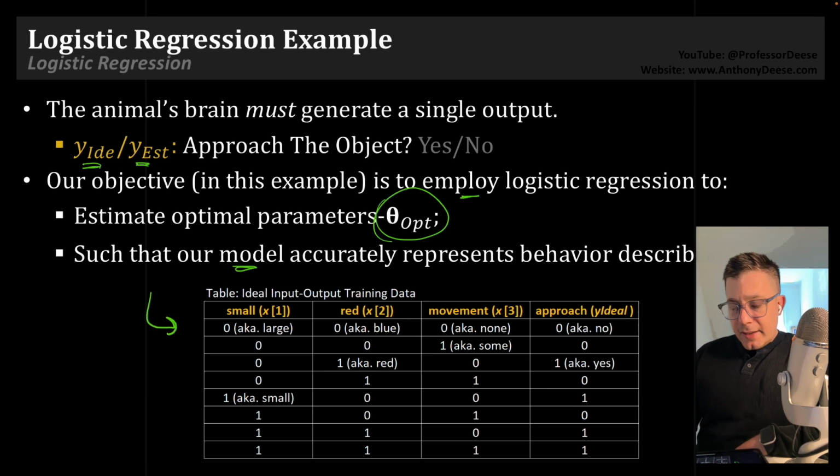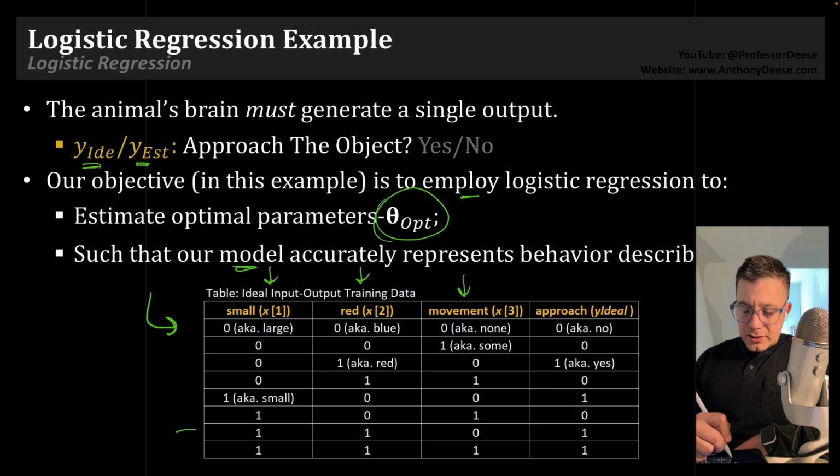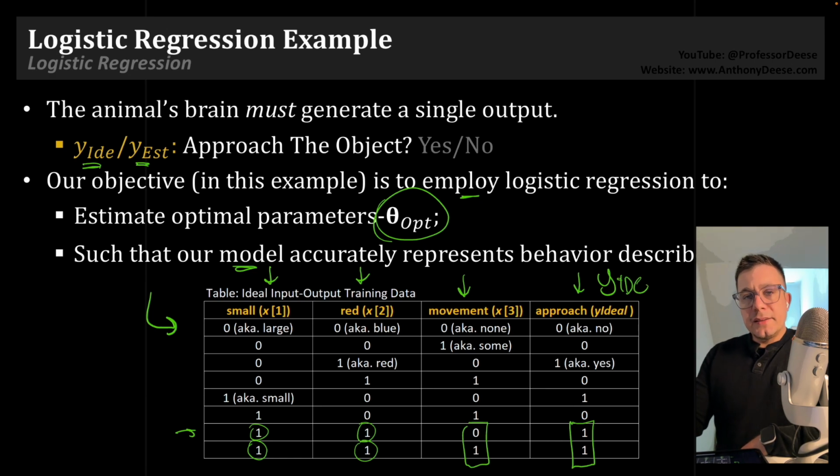And so this table is simply a summary, a representation of what we discussed in the previous slide. You have, is the object small, is the object red, and is the environment moving? So to take a look at one example, let's take a look at this row right here. If something is small and red, it doesn't matter whether you have movement or not. In both cases, and this is the Y ideal, the animal is trained, instinctually, to go after the food. Now, to take a look at an alternative case, let's take a look at this row.